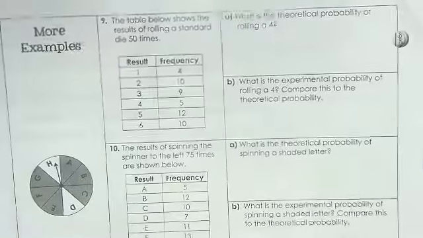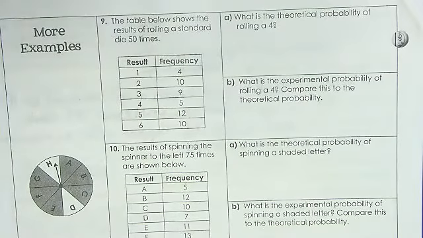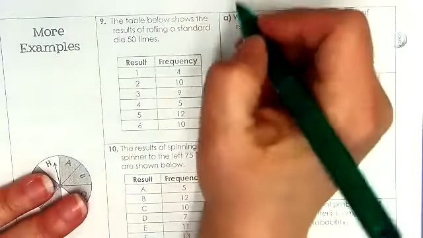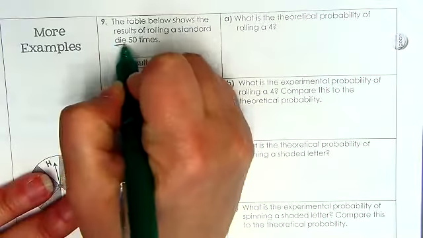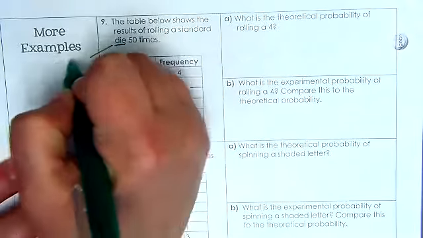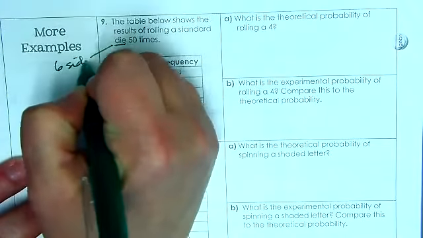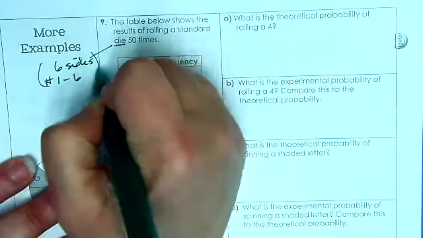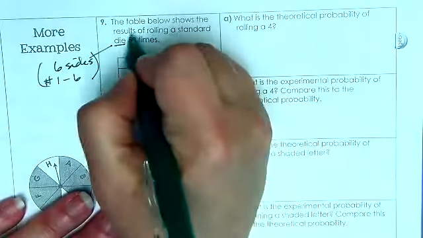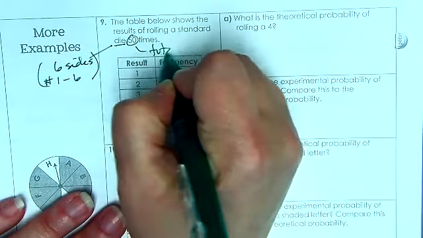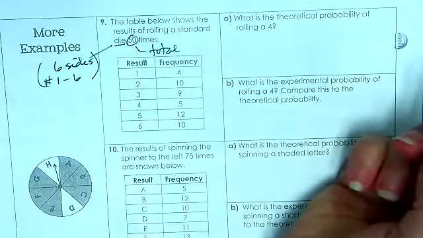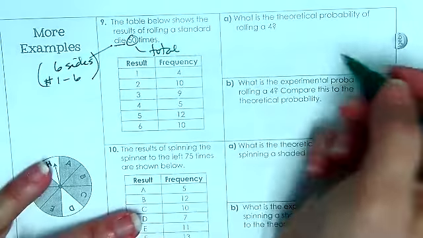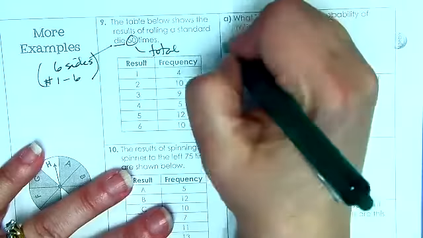So now we're going to look at an example. The table below shows the results of rolling a standard die. Remember that a standard die has 6 sides, numbers 1 through 6. 50 times, that's my total. What is the theoretical probability of rolling a 4?